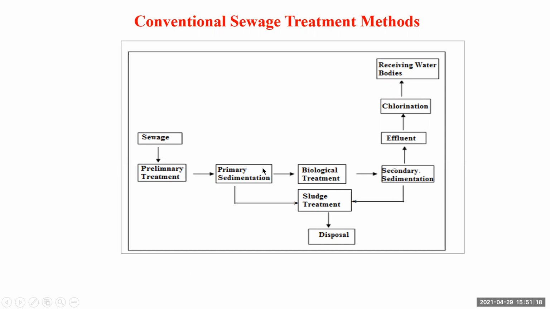After primary and secondary sedimentation, whatever solid material, the sludge, settles down at the bottom of the sedimentation tank is subjected to sludge digestion, and then it is disposed of. After secondary sedimentation, whatever liquid remains behind, which we call effluent, is disinfected by the action of chlorine or lime, and then it is sent into the water bodies.